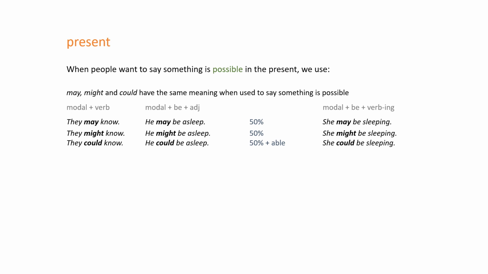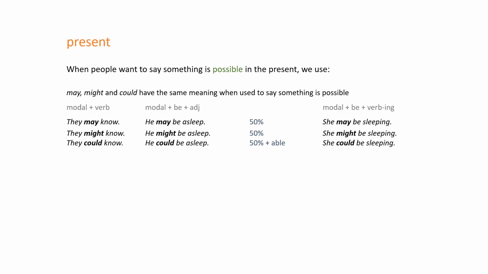So, they may know. It's possible. Now, 50%, you see, English is not maths. Of course, it depends on how you say it. If you say it with meaning, then it may be more than 50%. And if you say it sarcastically, it may be a lot less. They may know. They might know. They could know. Remember, could is about ability. It's used a lot as possibility, but it's really about ability.